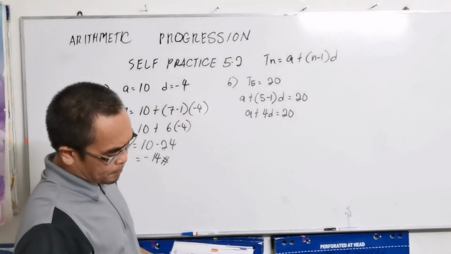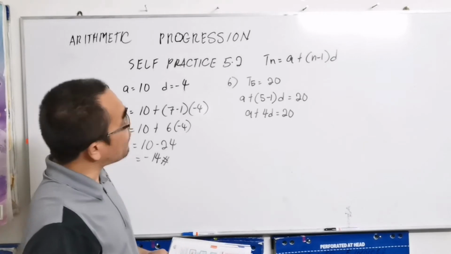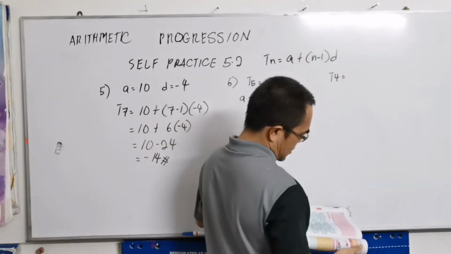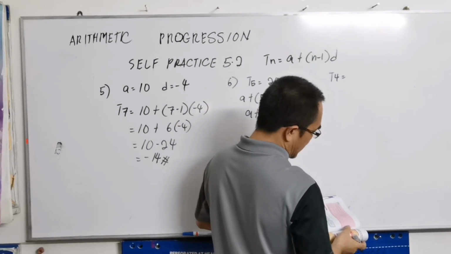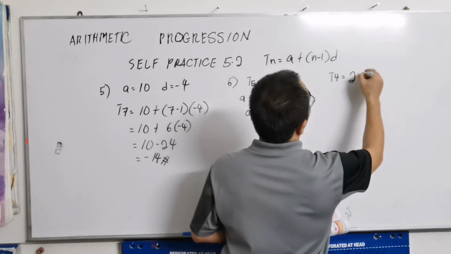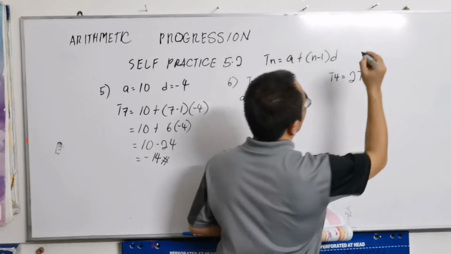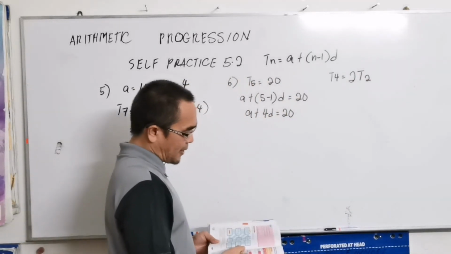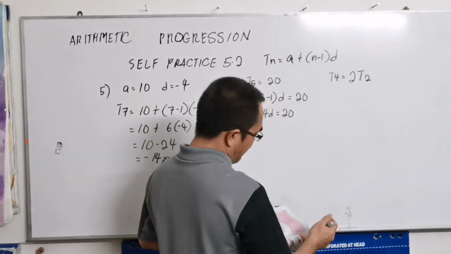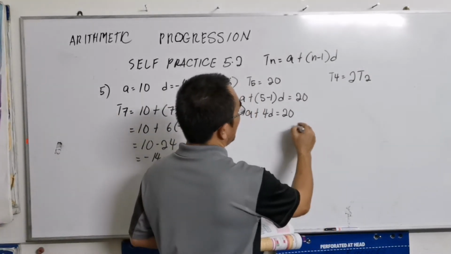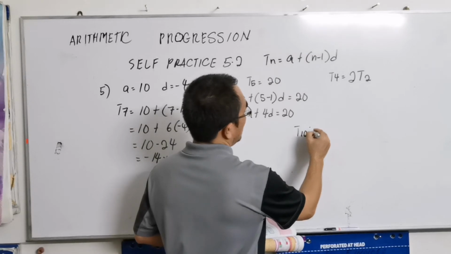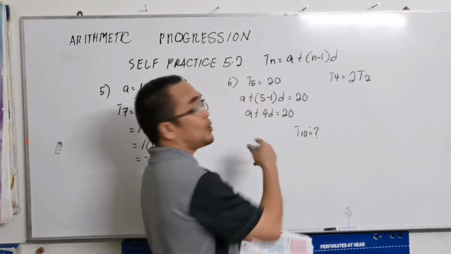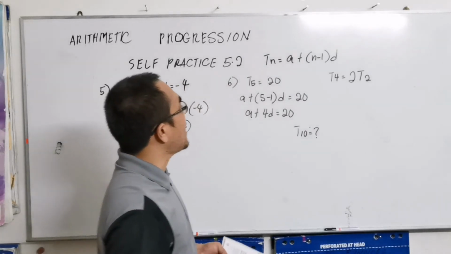Then it says here T4 equals 2T2. Okay, we solve this also. We have to solve this, but then what is the question? Find T10. Okay, the question will be T10. What is T10? So we haven't finished. We do not know yet the value of A and D.